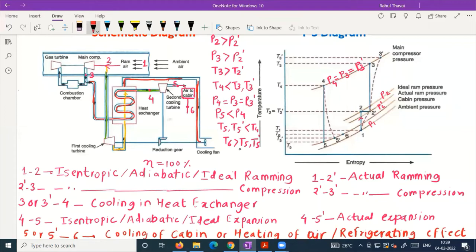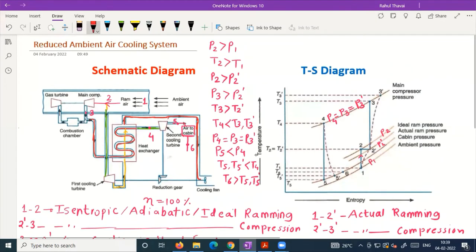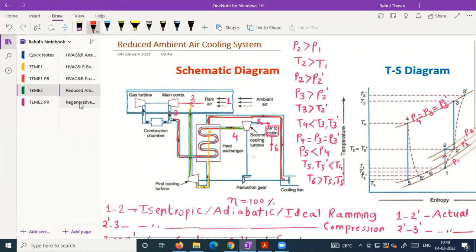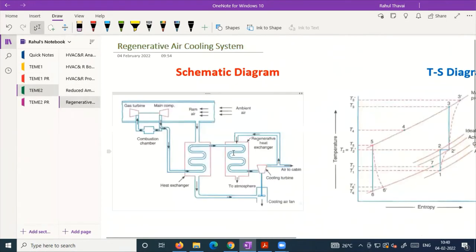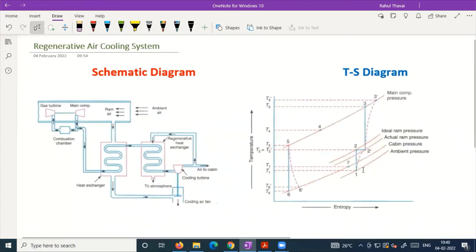So this is all about the reduced ambient air cooling system. We have seen the PV diagram, the schematic diagram and the TS diagram. Now let us see one more system, what is called the regenerative air cooling system. So as you can see, this is a regenerative air cooling system.